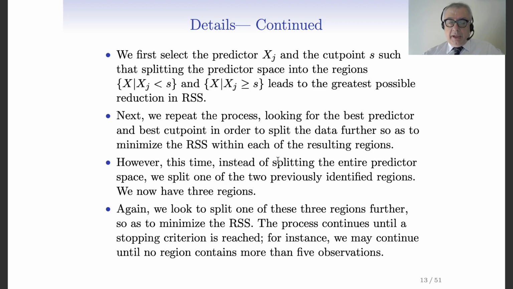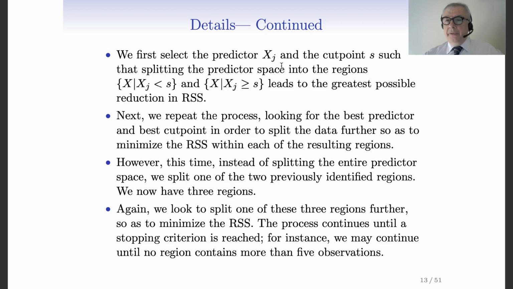Okay, let's go on with our details. So we first select the predictor xj and the cut point s, a threshold, such that when I split the predictor space in these two regions, the region where x, the vector of the predictors, is in the set in the predictor space such that the jth predictor variable is less than s, and this is the other region, the set in the predictor space where the jth predictor is greater than or equal to s. And of course we have a number of possible choices.